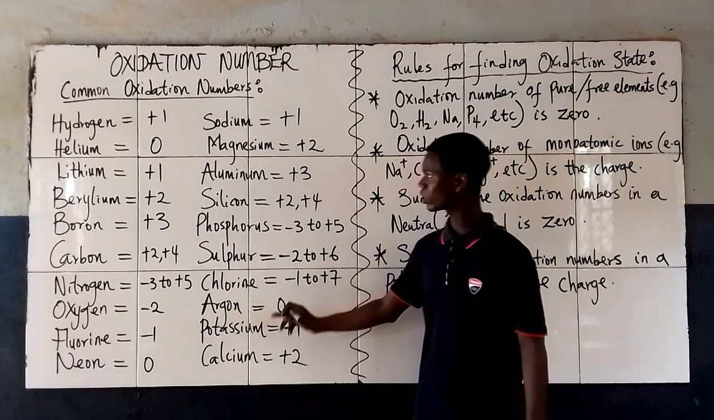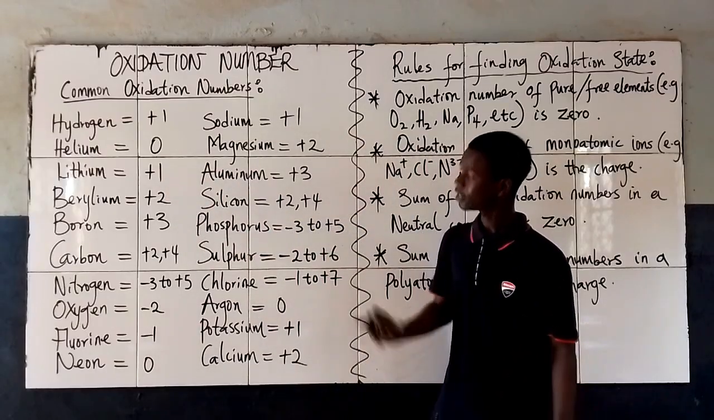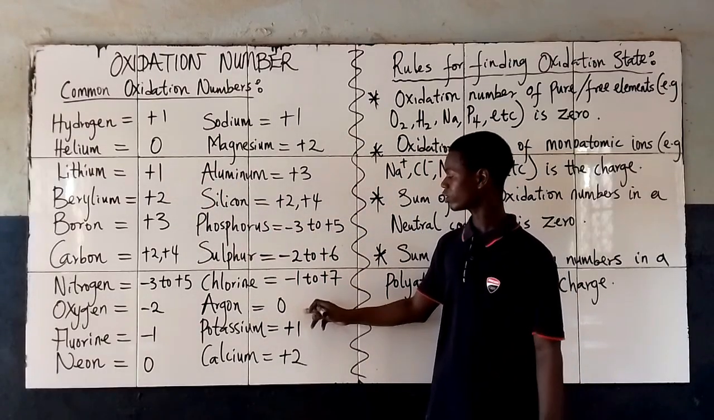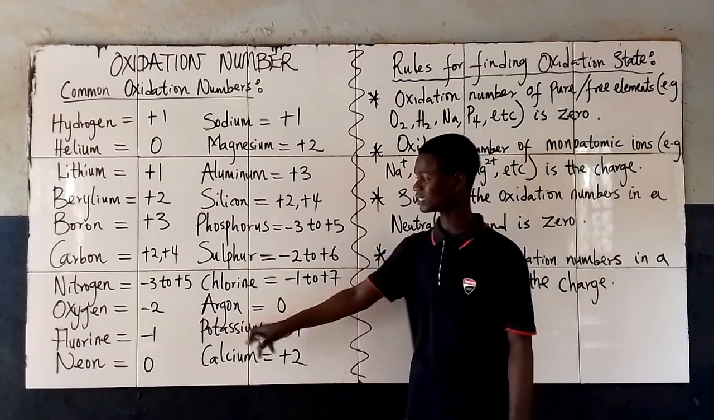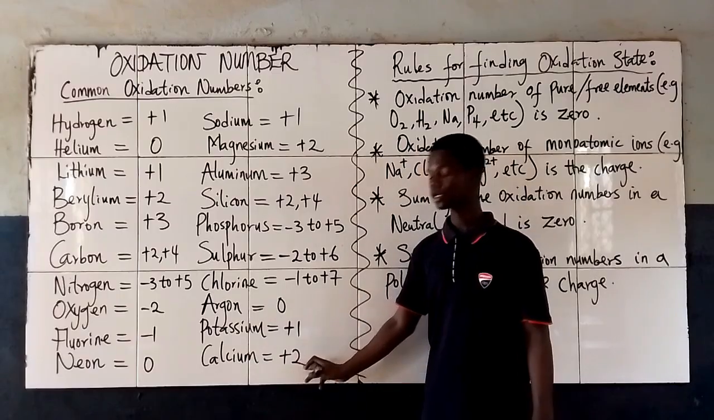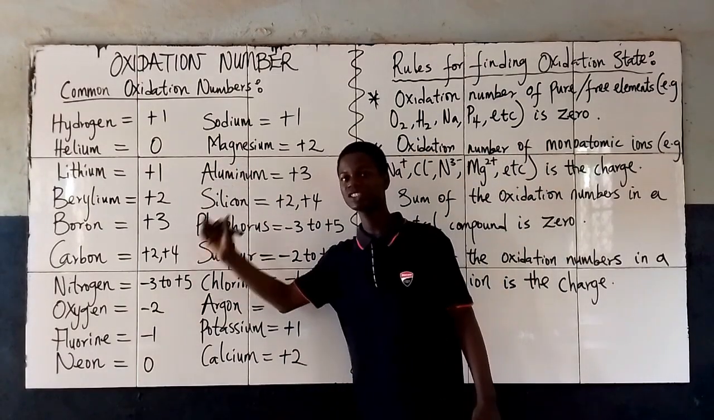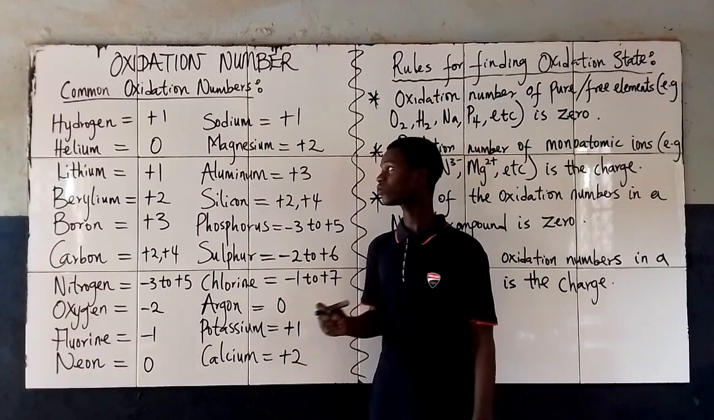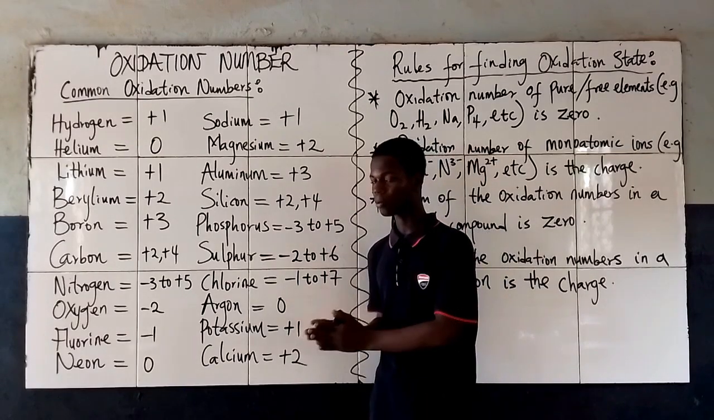Now argon is a noble gas. Same thing as neon, same thing as helium. Because they have a complete outermost shell, they don't have need for oxidation number, so theirs is 0. Now for potassium, it's +1. Calcium is what? +2. Now observe something, that for the metals of the first 20 elements, they have just a single oxidation number.